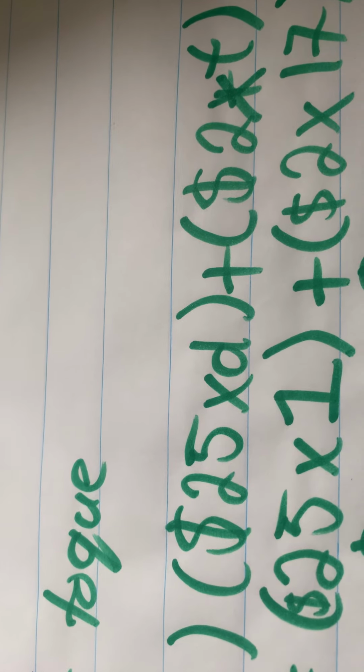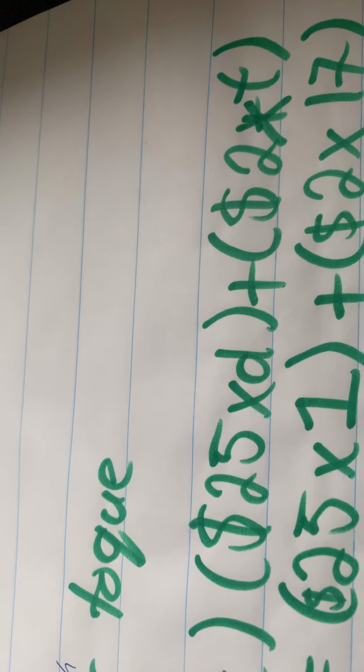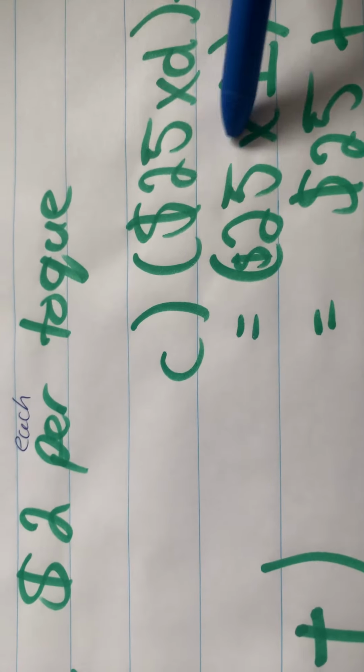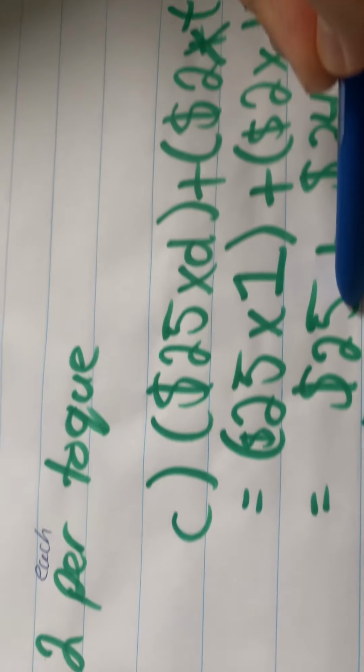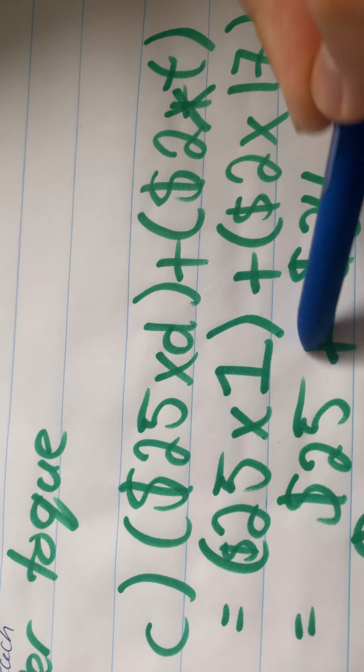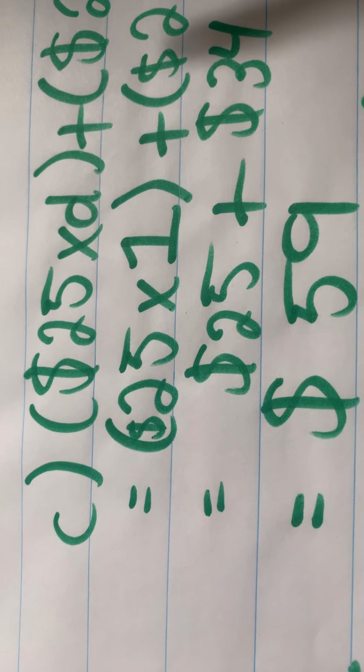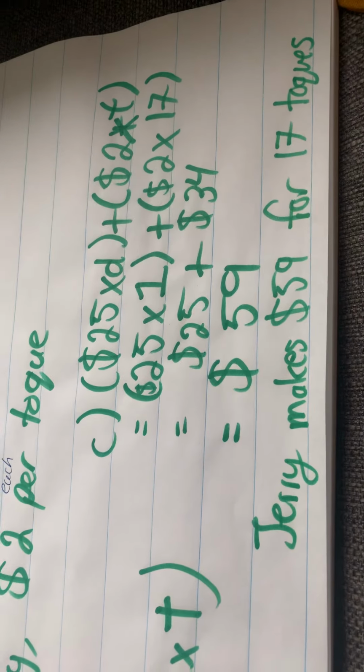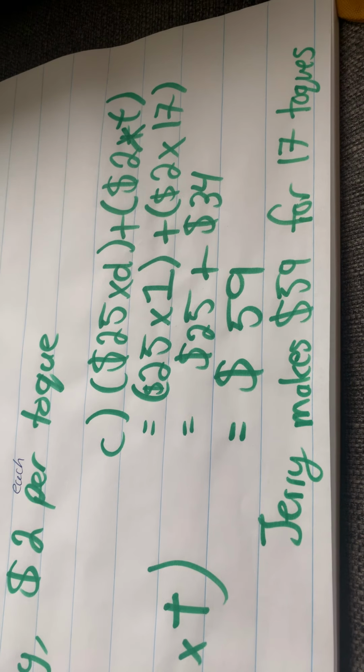Order of operations tells me I have to do everything inside the brackets first. So 25 times 1 is still $25. 2 times 17 is $34. Now all I have to do is add them up. $59. And my sentence, Jerry makes $59 for 17 toques.